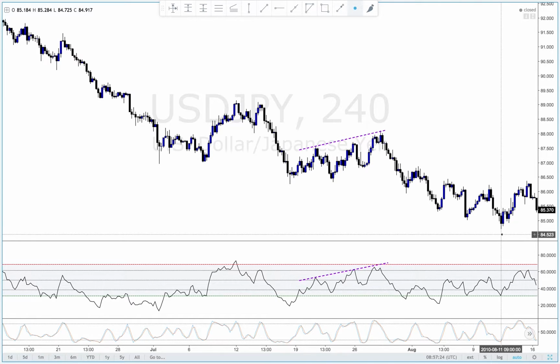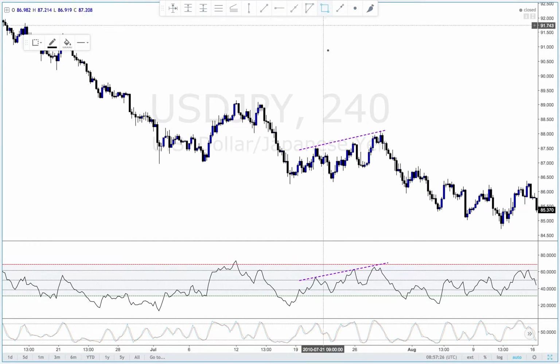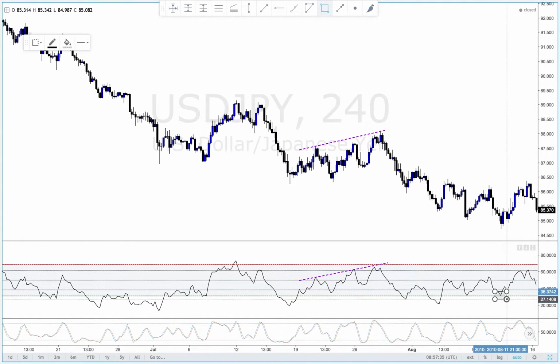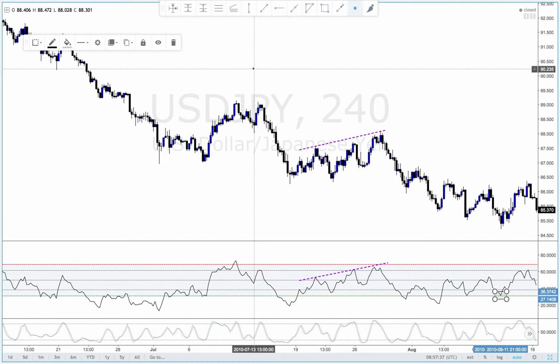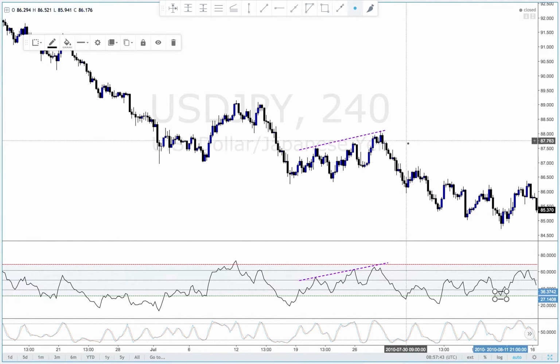oversold. The way I trade, this retest of this exact line is pretty much an entry. So let's take this trade.